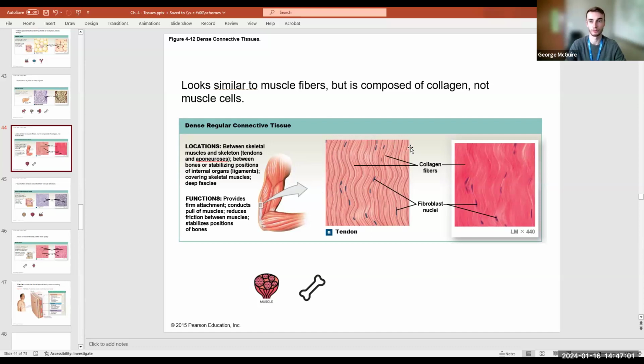And this is what a tendon would look like, right? This is really dense collagen that is going to hold a muscle to the bone, stabilizing the position of those bones and connecting the muscle to it.